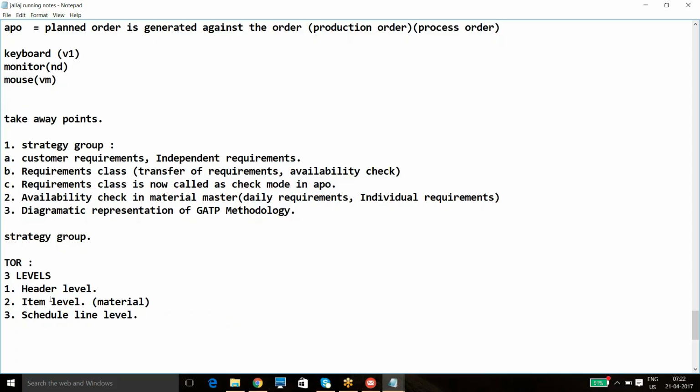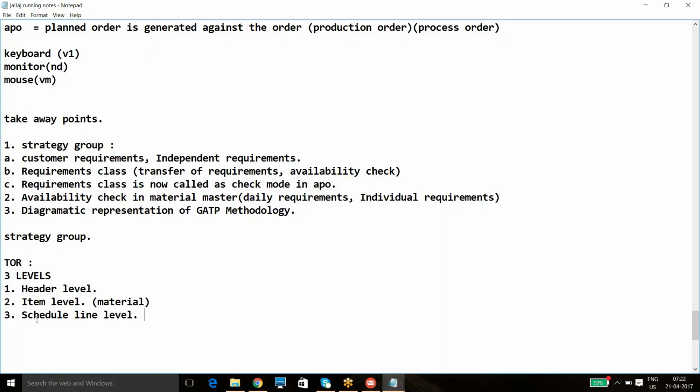One is at header level, another is at item level, and another is at the schedule line level. So how about the header level? We have already said what the business event is for which you are going to trigger. We have already decided it as sales order, right? Arvind, header level would also be the complete confirmation, not partial. Correct?